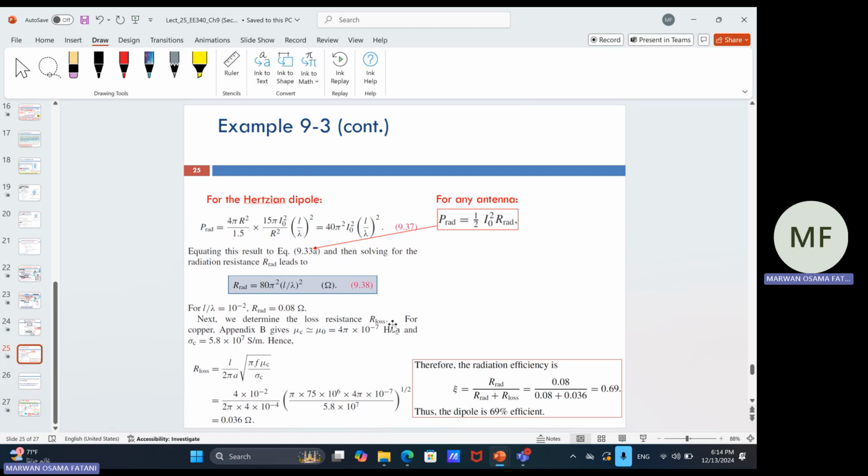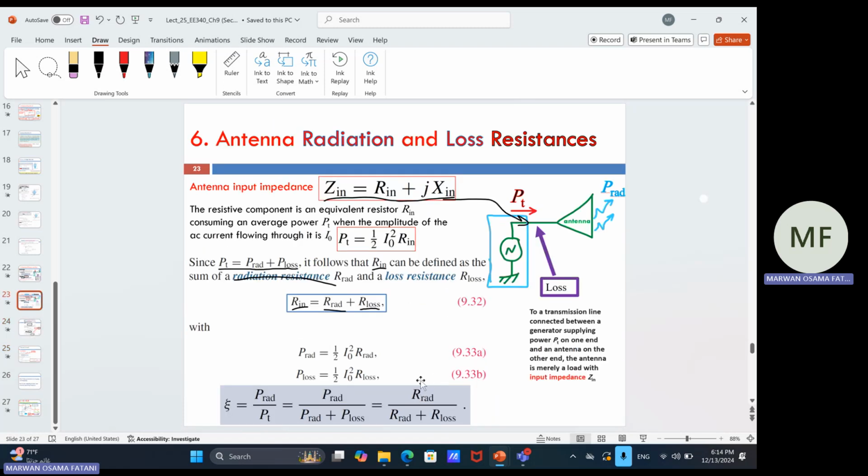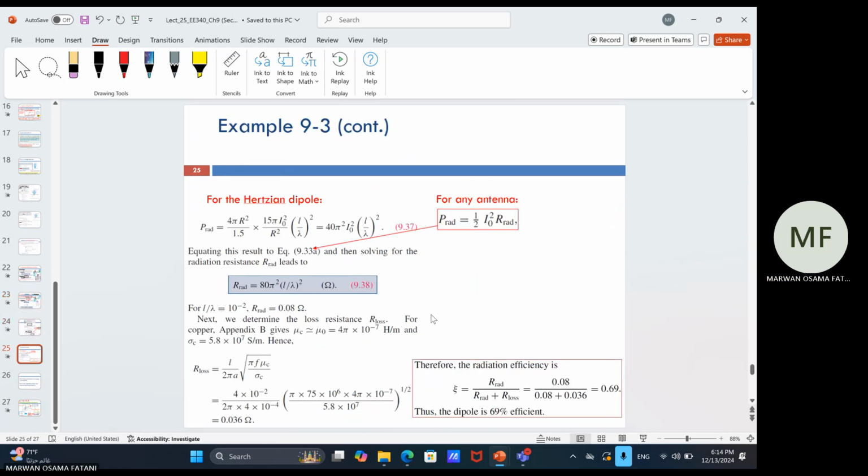Next we determine the resistance R loss for copper. It is given; you can just look it up and you can find 4 pi times 10 to the power -7 and rho c. We can find the R loss as 0.036. Therefore, for the radiation efficiency, finally, using the formula right here, we needed the R rad and R loss, and it is going to be 0.08 over 0.08 plus 0.036, which is 0.69. So the dipole is actually 69% efficient.